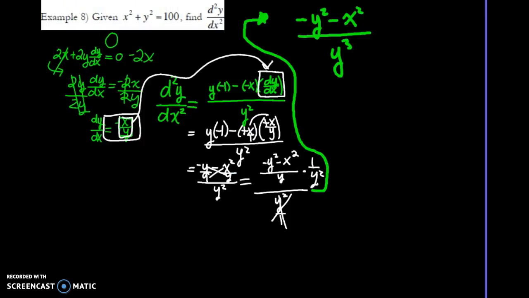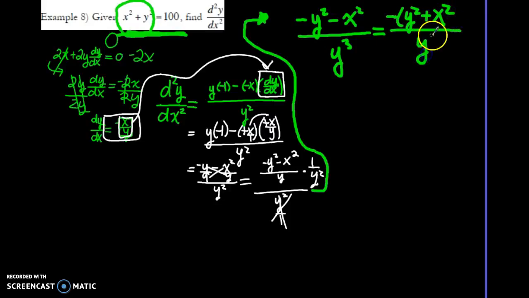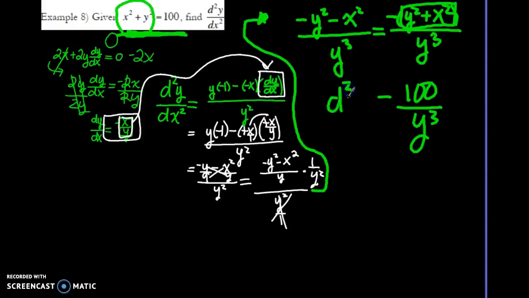End up with this right here. Now the key to simplifying when you're finding the second derivative is always, while you're simplifying, look for the original equation, which is right here. We have something a little bit similar to our original equation. We have x squared plus y squared. Over here we have negative y squared plus x squared. You can factor that negative out. And we have a value for x squared plus y squared, which is 100. And you're completely simplified now. And that's your answer.